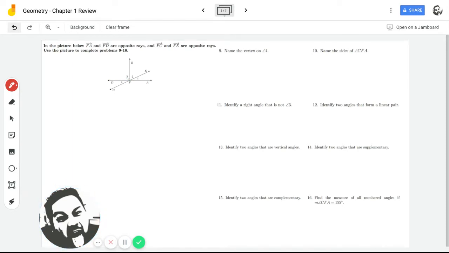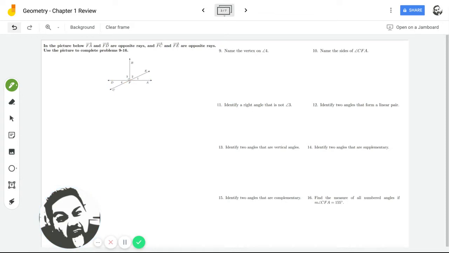And FC and FE are also opposite rays. So these two lines, FC and FE, or sorry, DA, those two lines are straight angles. All right, moving on. Use the picture to complete problems 9 through 16.